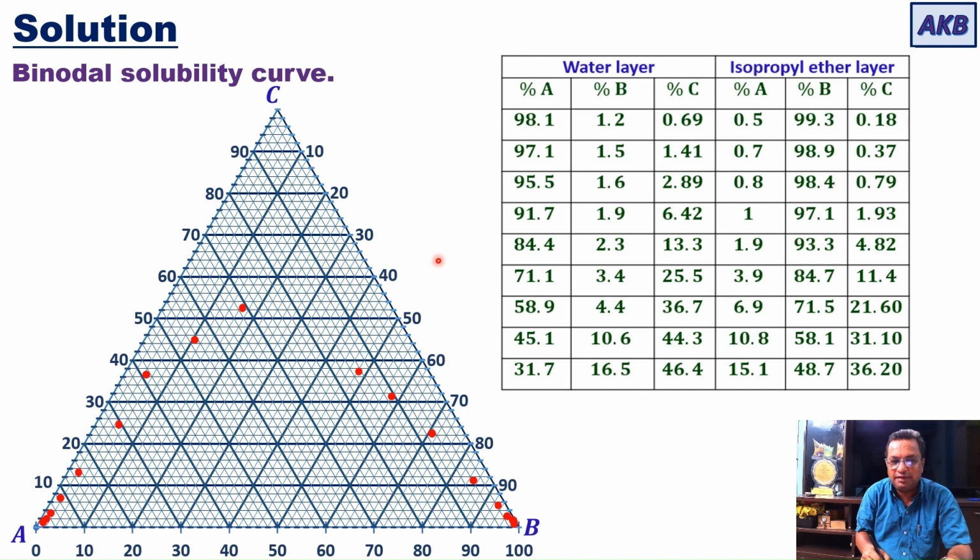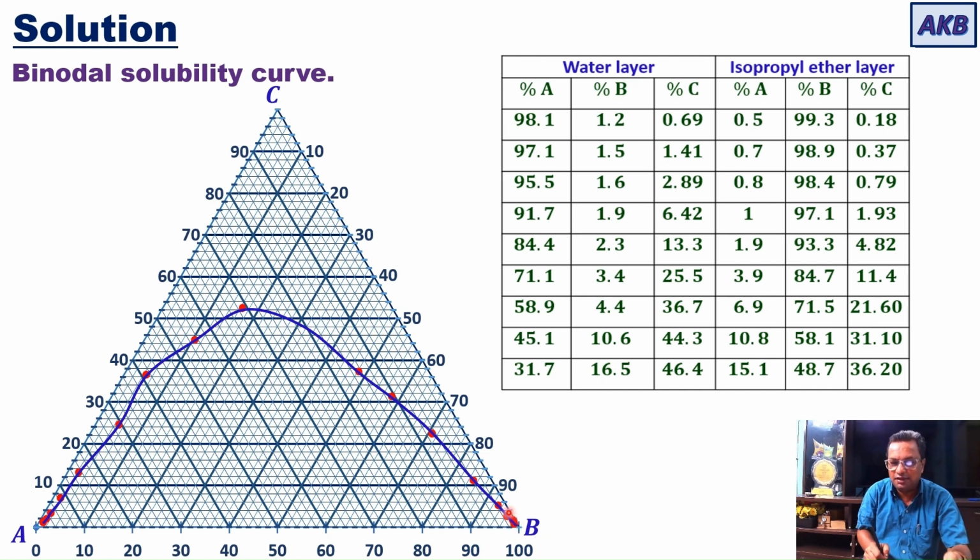Likewise, in the same way, compositions in the isopropyl ether rich layer are presented by all these points. Now, in order to get the binodal solubility curve, we are going to draw a smooth curve through all these points, and that curve will be nothing but the binodal solubility curve. So this is the binodal solubility curve.